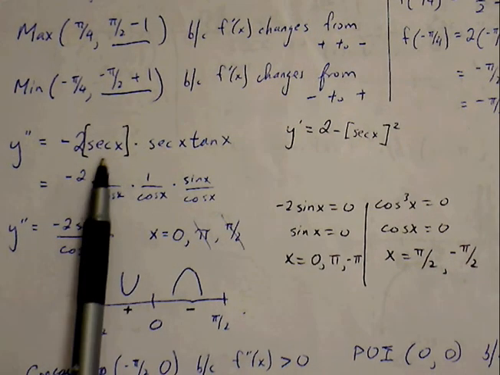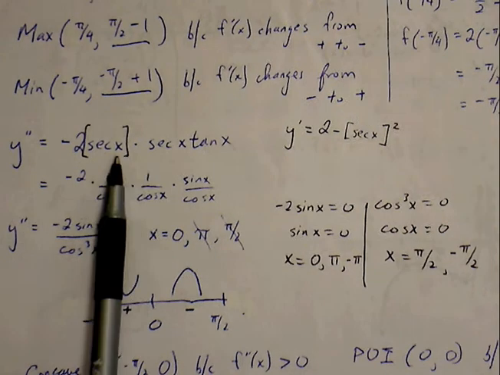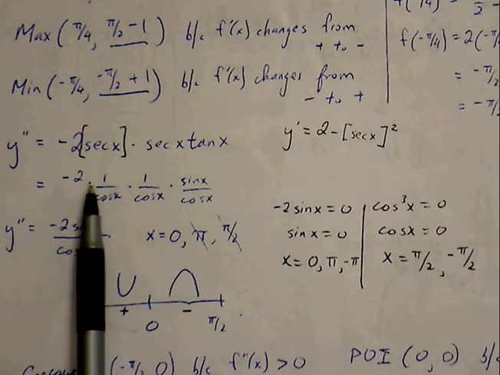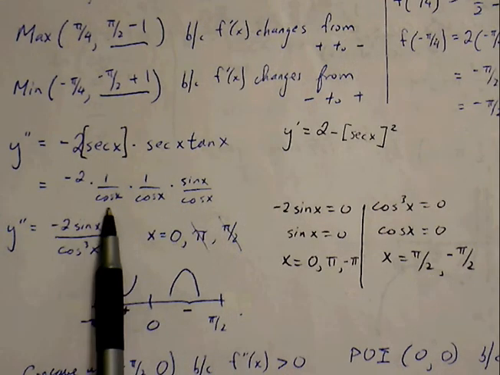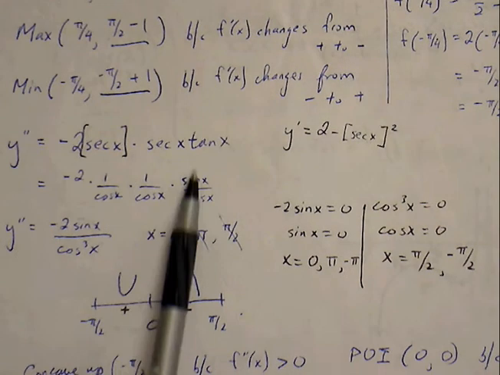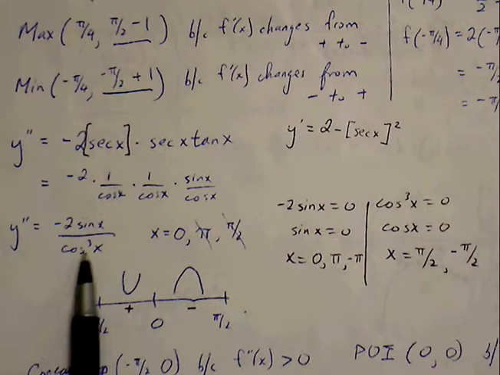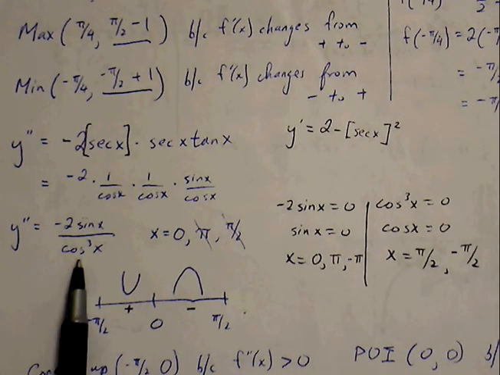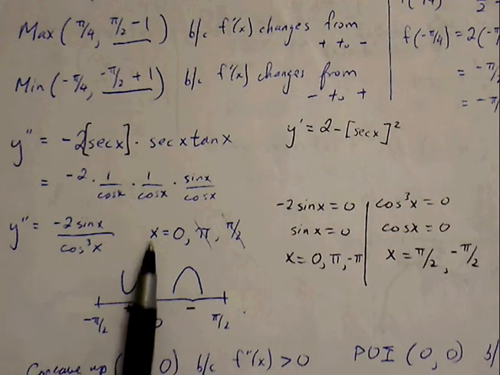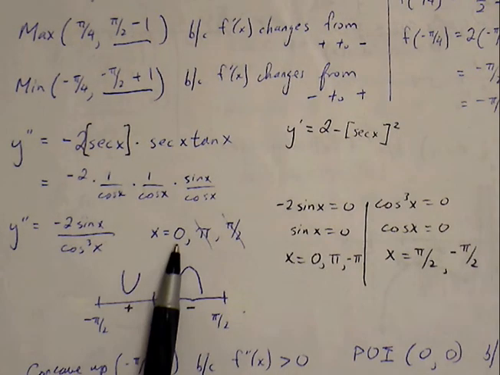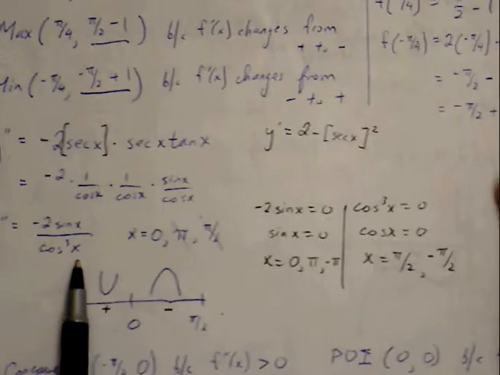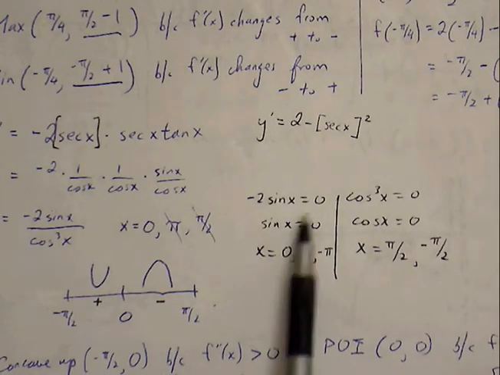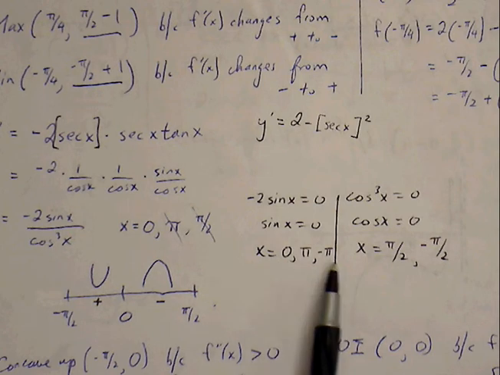I want to try to convert this into sine and cosine. Makes it easier to look for critical points. So secant, I made it 1 over cosine, tangent sine over cosine. Combine all this. My second derivative is negative 2 sine of x over cosine cubed of x. So we can set the numerator and denominator equal to 0 to find our critical points. So I set negative 2 sine x equals 0. x equals 0, π and negative π.